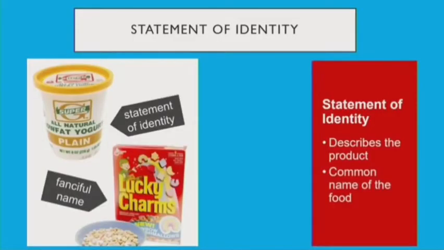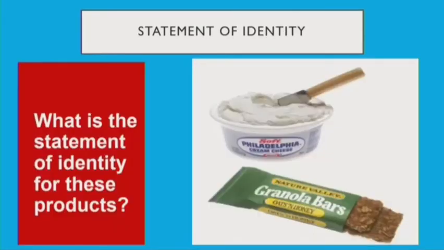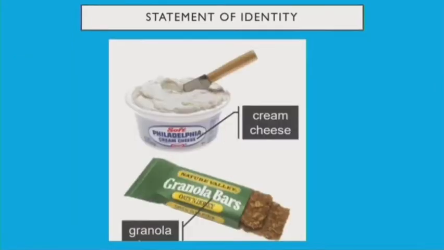If we look at this picture, we can see that this is plain yogurt, low fat, and this is a cereal, Lucky Charms. So right there, we're seeing the identity of the product. And if you look at these, we're seeing that this is cream cheese and that's a granola bar. So basically, it just gives us an idea of what exactly the product is.